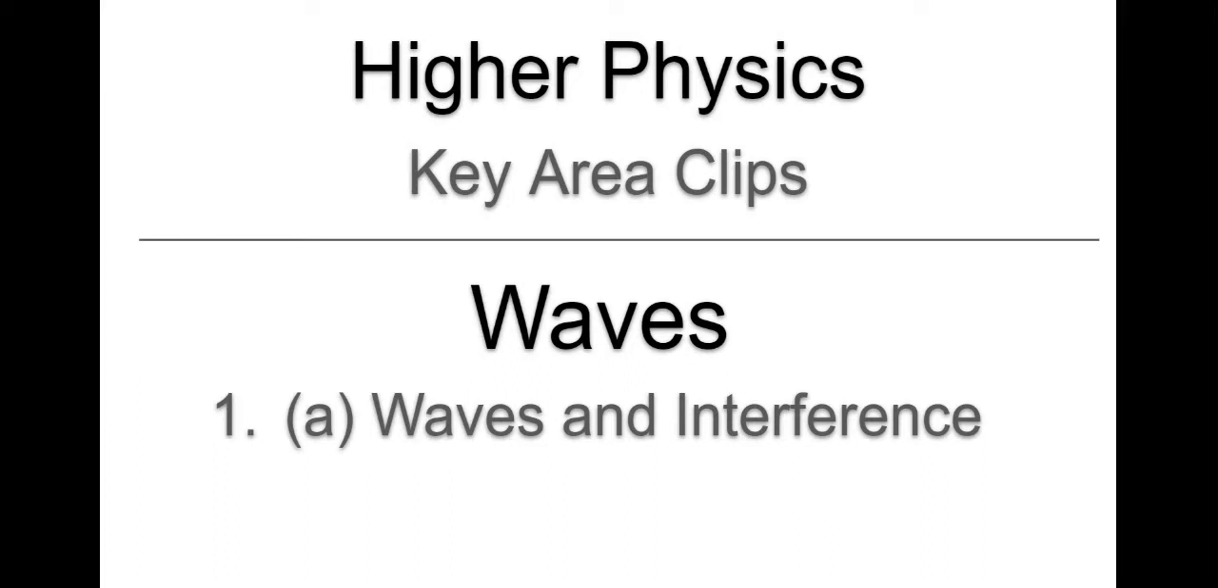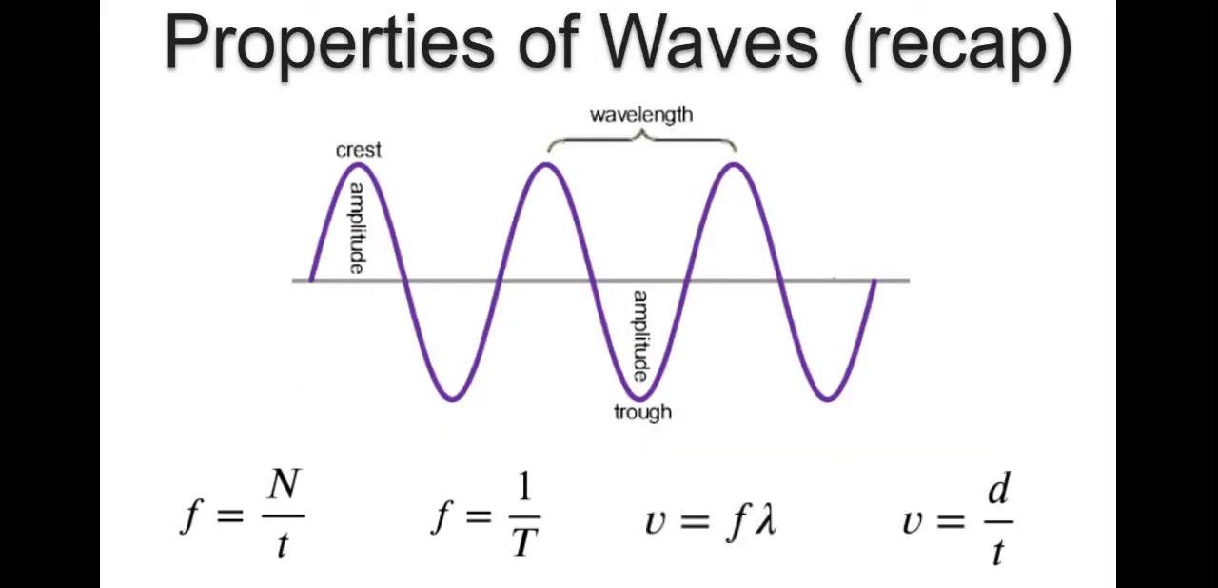Hello there. Today we're going to have a look at the first part of the Waves unit at Higher Physics, Waves and Interference. Before we start that though, we need to remember a little bit of the fundamental properties of waves from National 5 Physics. So this purple wave represents a transverse wave, and a few things about it.